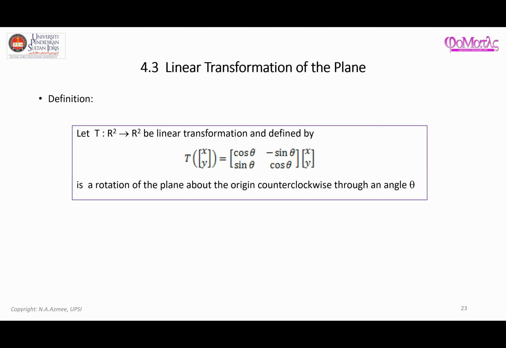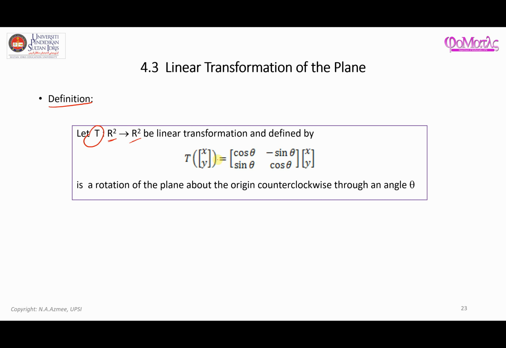In this video, I'm going to give a quick idea on the linear transformation of the plane, and then we shall move on to the linear transformation of vector space. So here is a bit of definition. We have a transformation defined as T, which is going to transform from a vector space with two dimensions to another vector space also with two dimensions.